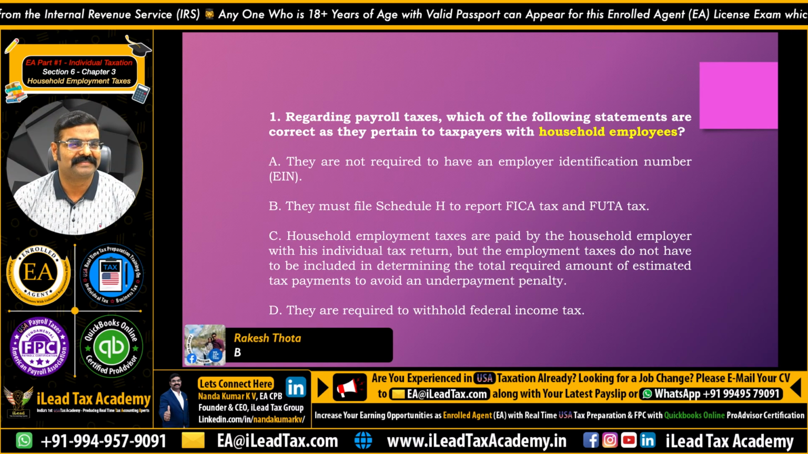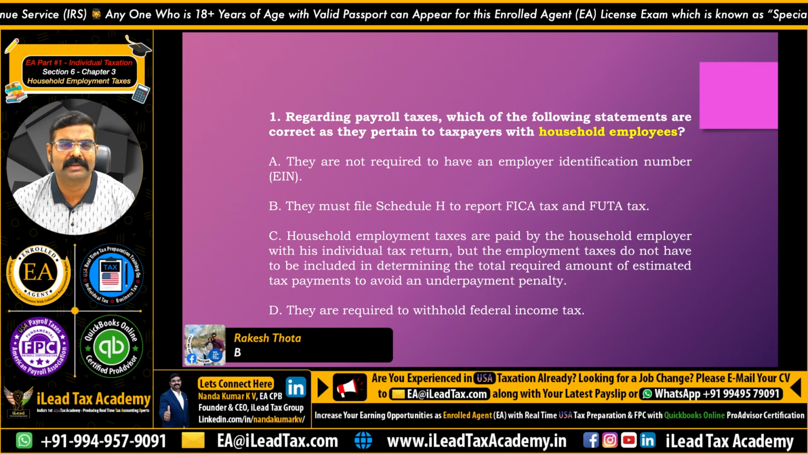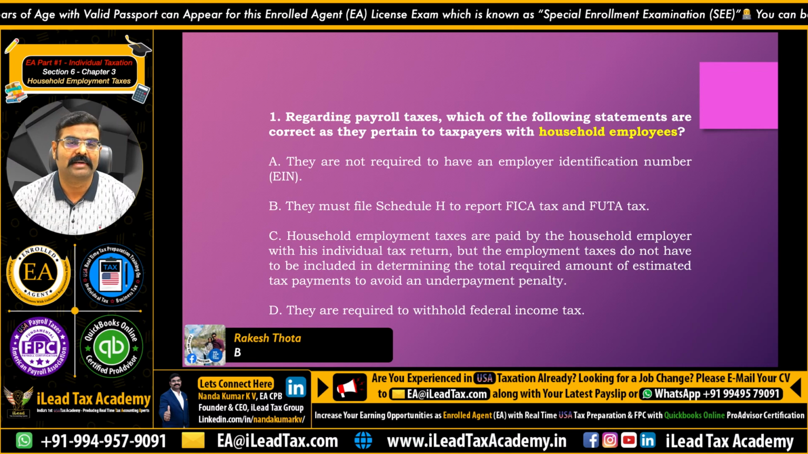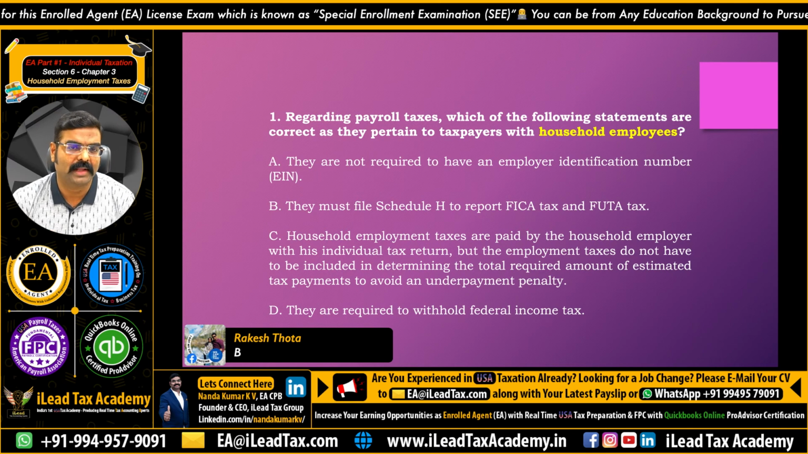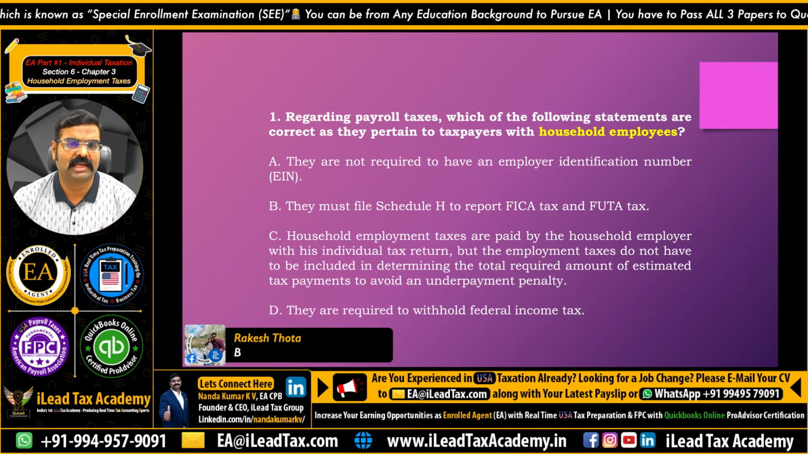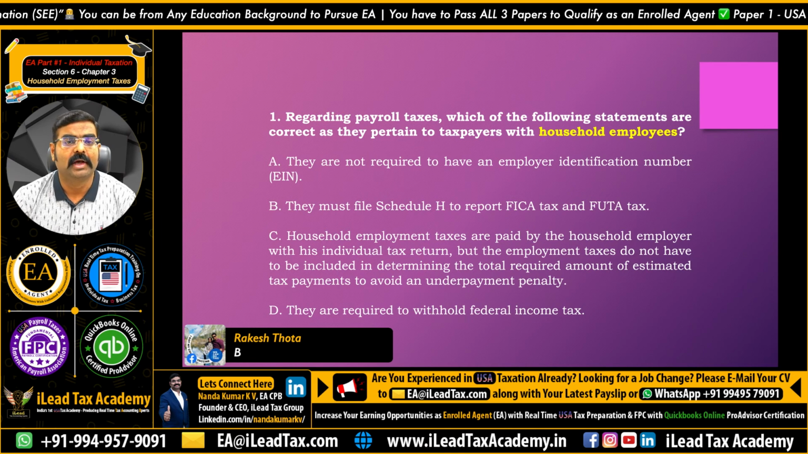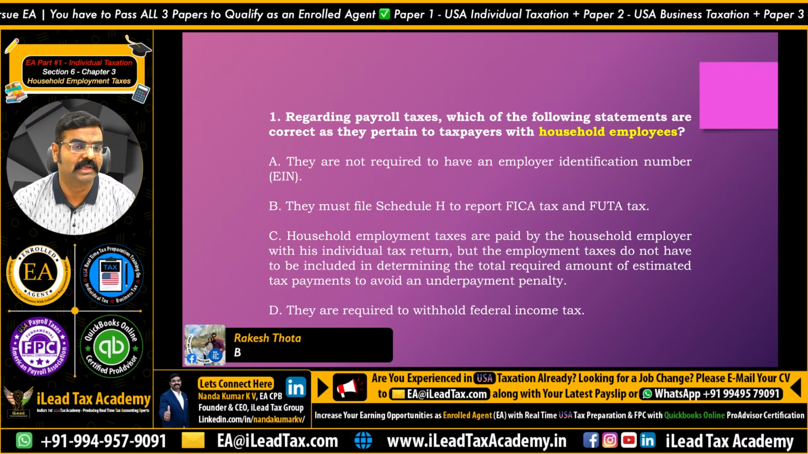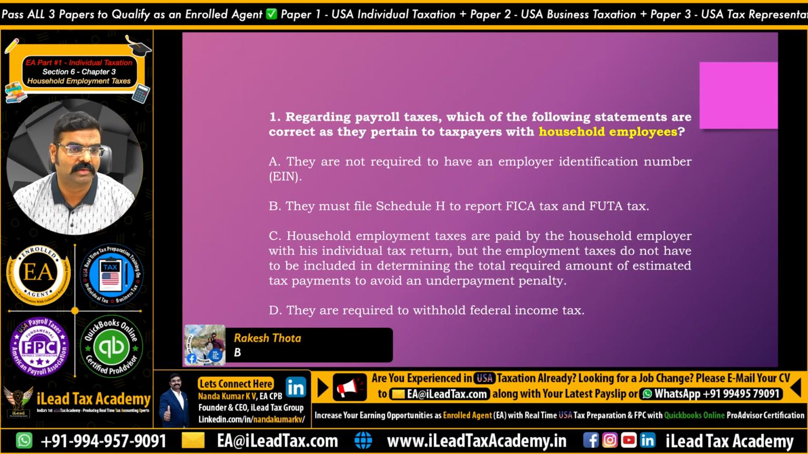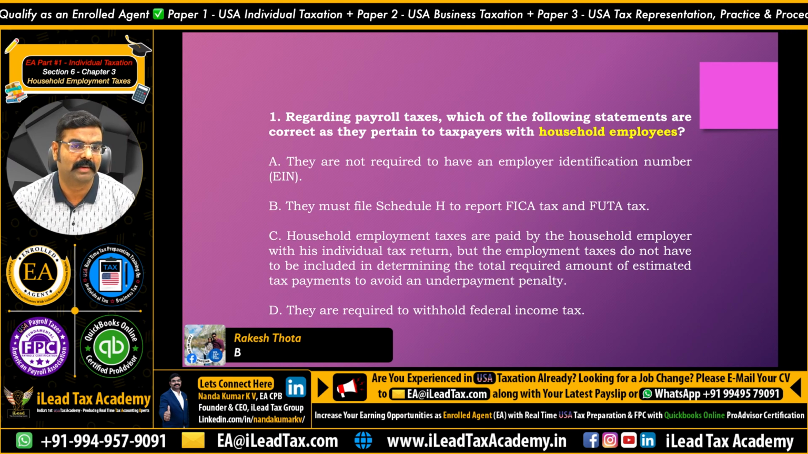Good, Rakesh. See, the question is on payroll taxes. Regarding payroll taxes, which of the following statements are correct as they pertain to taxpayers with household employees? They must file Schedule H to report FICA tax and FUTA tax. Of course, the taxpayer must have the EIN, the household employee also. And household employment taxes are paid by the household employer with his individual tax return, but the employment taxes do not have to be included in determining the total required amount of estimated tax payments to avoid an underpayment penalty.